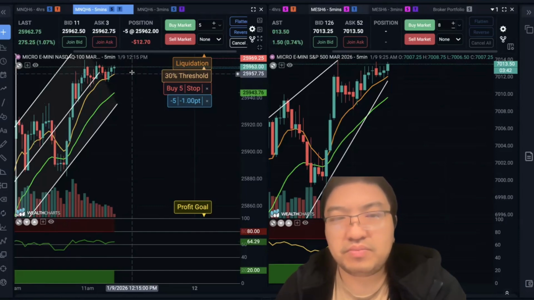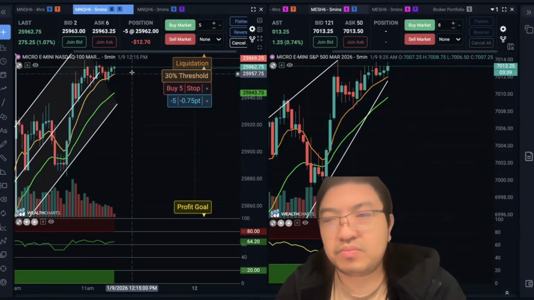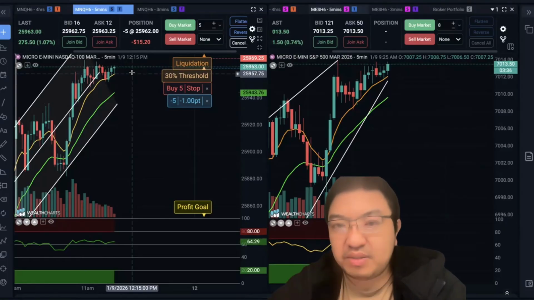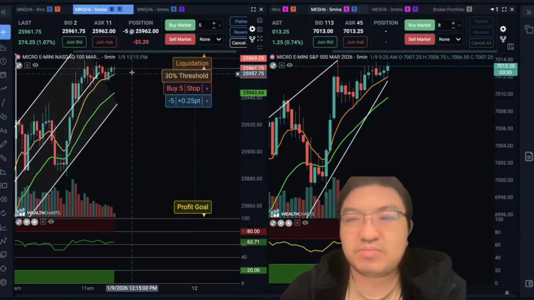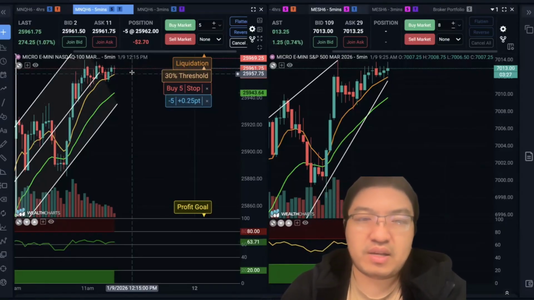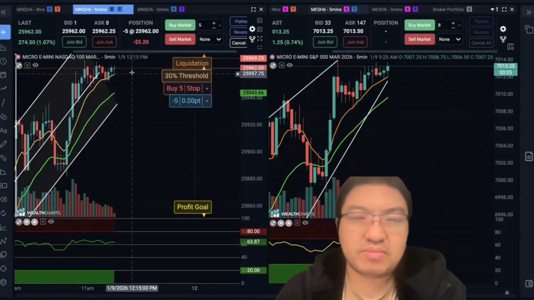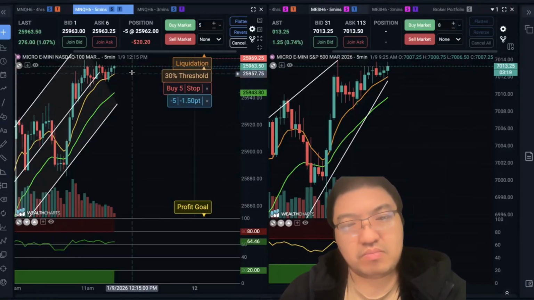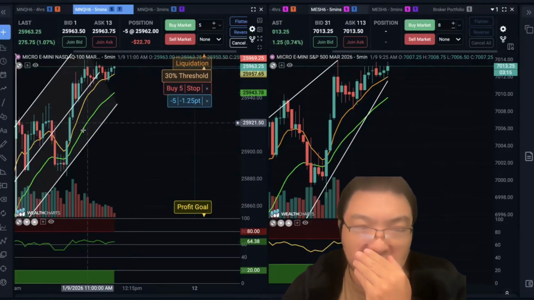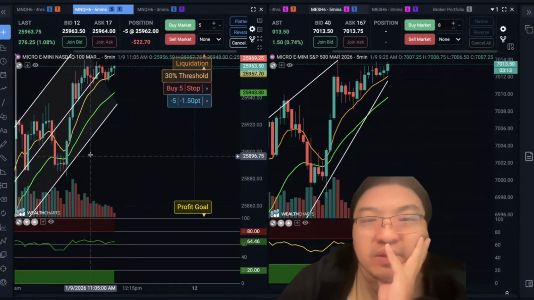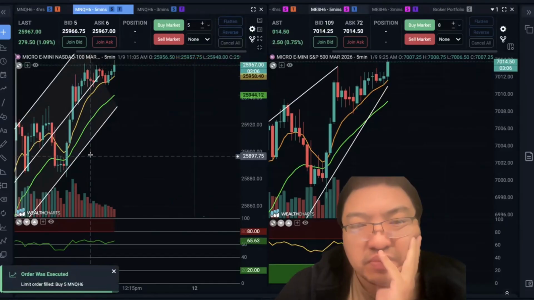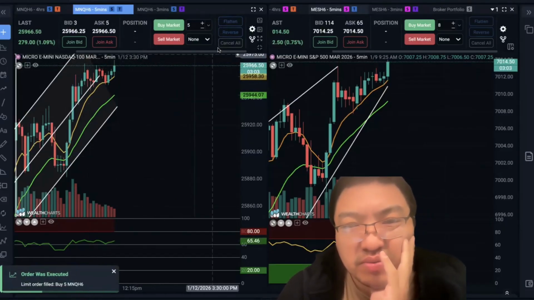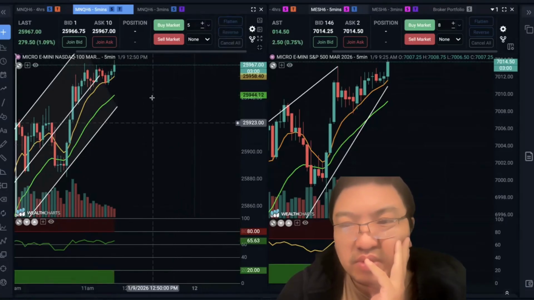Uh-oh. ES rejecting here again. ES rejecting at a resistance. But if it breaks out, then I'll trigger my stop loss. Come on, so much fair value gap here. You don't want to retest? How come? Oh, triggered. So I lose.